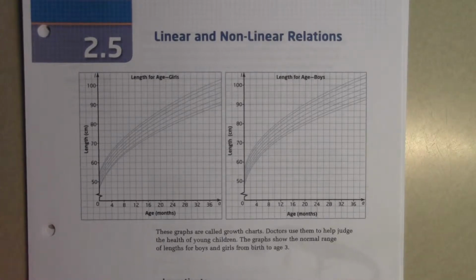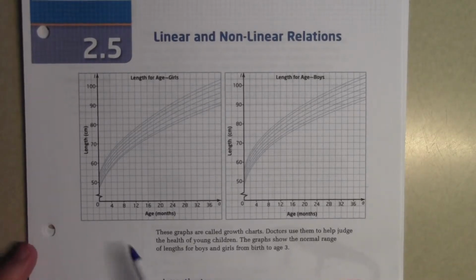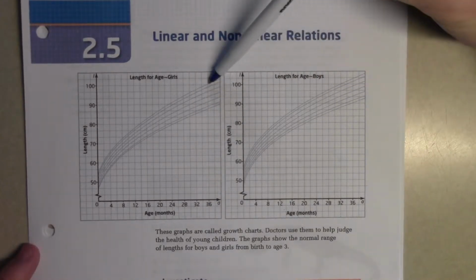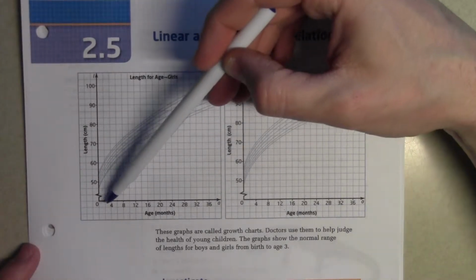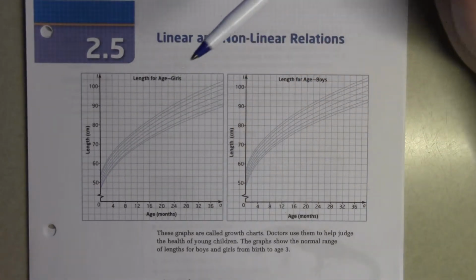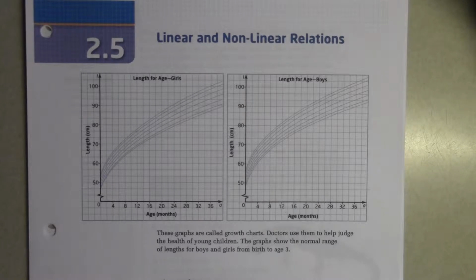So here we have two graphs. These graphs are called growth charts. Doctors use them to help judge the health of young children. The graphs show the normal range of lengths for boys and girls from birth to age 3. Okay, so here's our age in months. So 3 times 12 is 36. So there's our 3-year-olds, and there's our 4-month-olds. So this tells us how long approximately they should be, or what percentage they should be in.